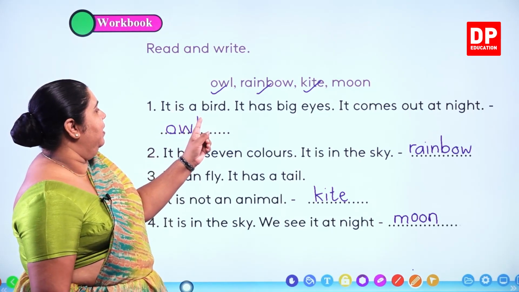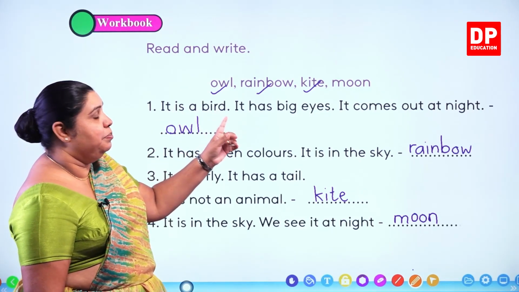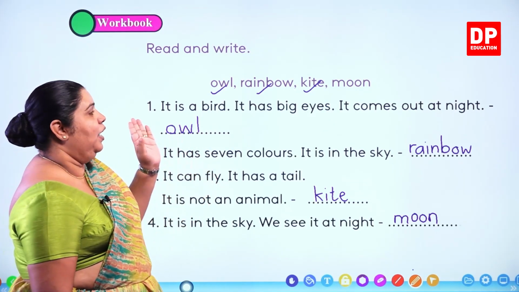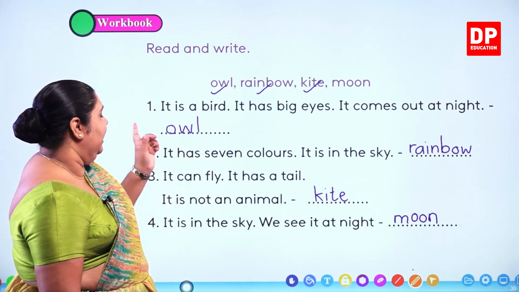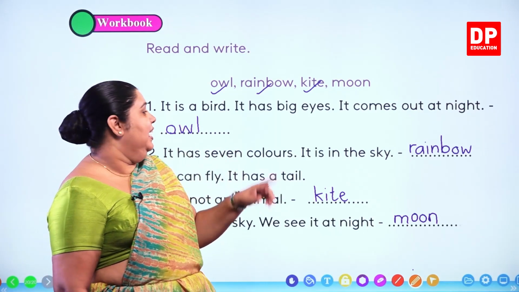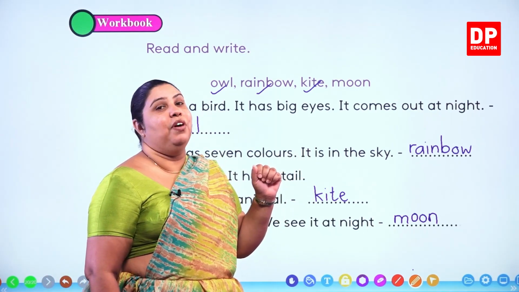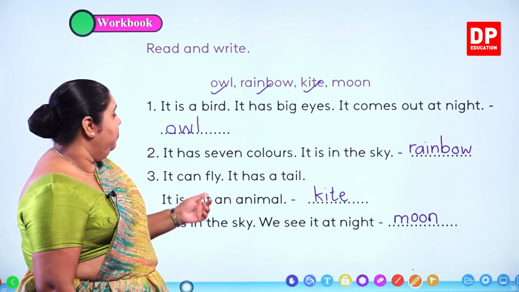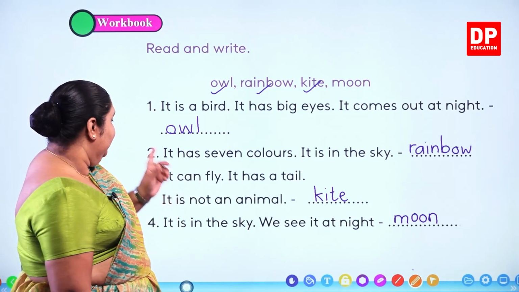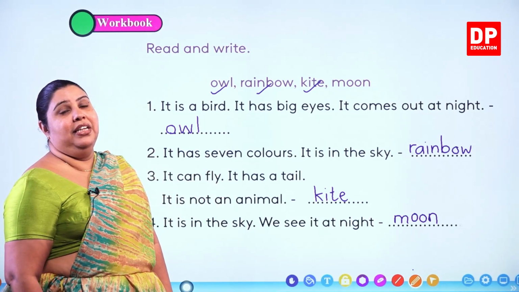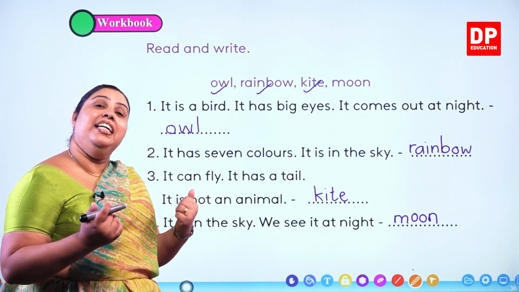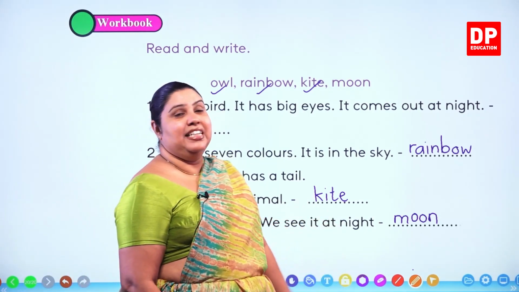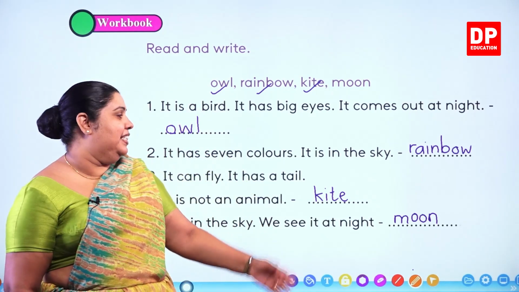It is a bird. It has big eyes. It comes out at night. කවුද මේ? Owl. It has 7 colors. It is in the sky. And what is it? It's the rainbow. It can fly. It has a tail. It is not an animal. Then who is it? It is the kite. It is in the sky. We see it at night. And what is it? It's the moon.